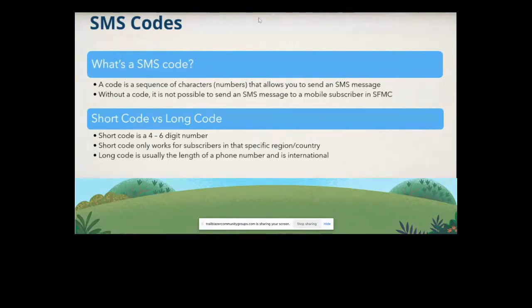You have to register an SMS code before you start the implementation, either short code or long code, based on your implementation country. Ideally, the short code is a 4 to 6 digit number, and it only works for subscribers in a specific region or country, as I said. And a long code is usually the length of a phone number and it is international. So you can hardly see more than 6 digit number; you can see some 10 digit number, sometimes 12 digit number as well. So without these codes, ideally, we can't send any SMS from a Marketing Cloud platform.